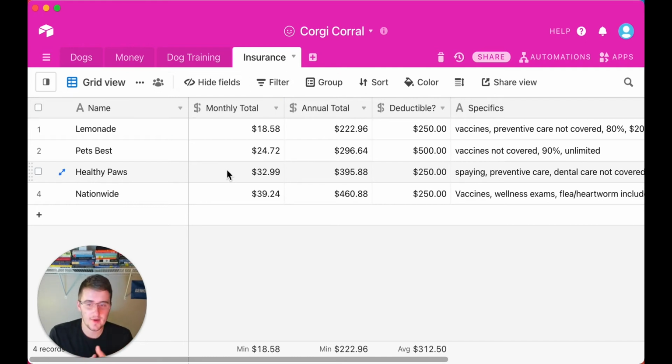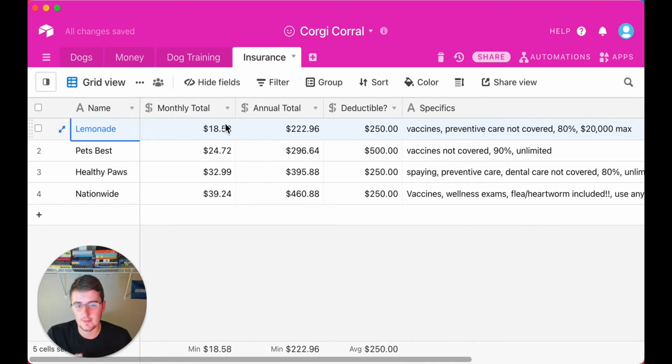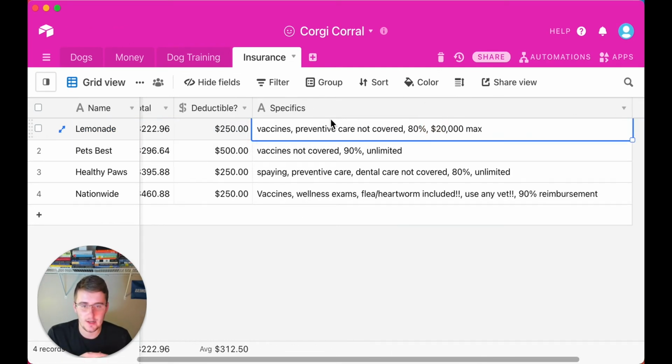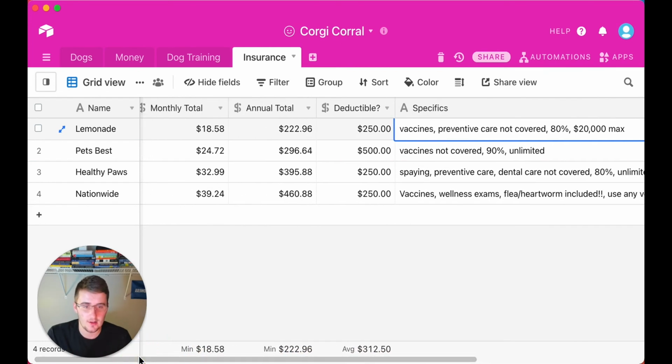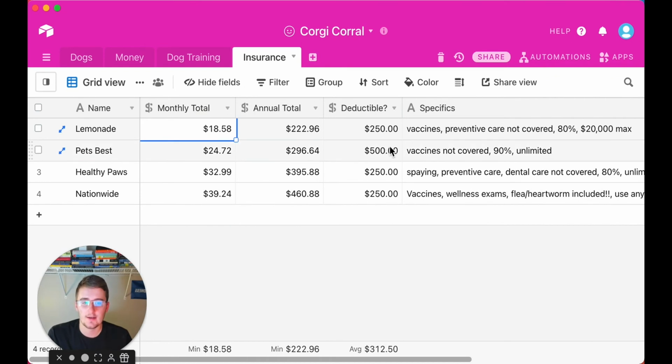We were looking at pet insurance because there can be a lot of hidden costs with pet bills. So you can have another table similar to this and use each record, right along here, to say this is the name of the pet insurance company, this is the monthly total, the annual total, the deductible, and all of the specifics about it. You could also use a multi-select there if you wanted. But we found this very beneficial for comparing, okay, what's the lowest cost per month, but what do they cover?